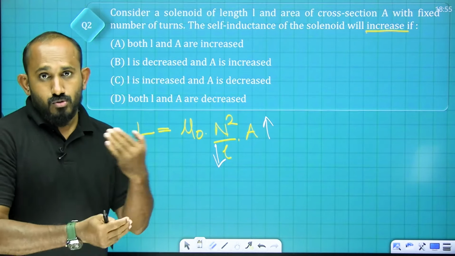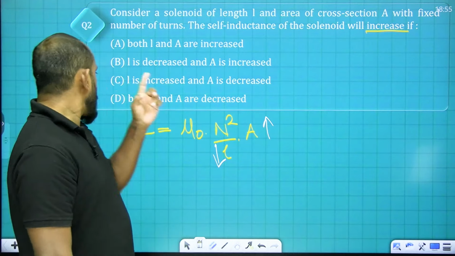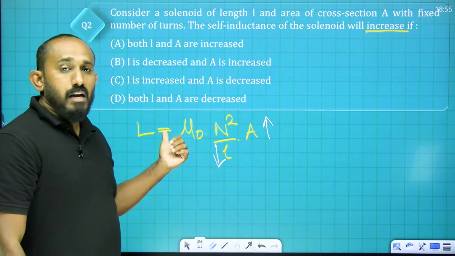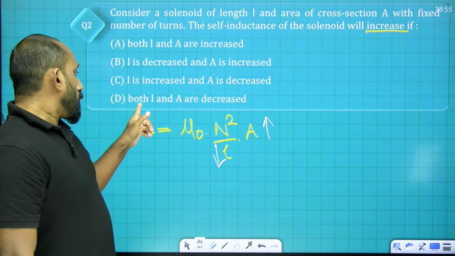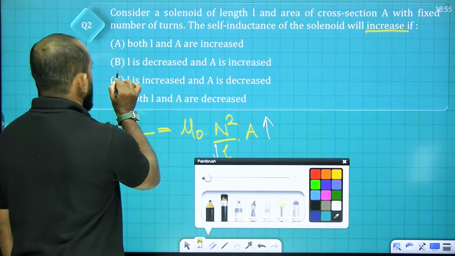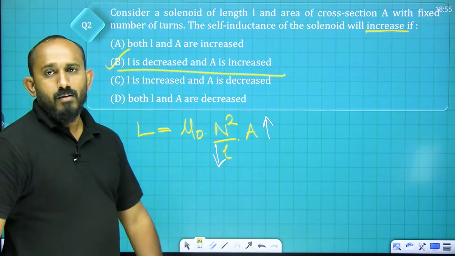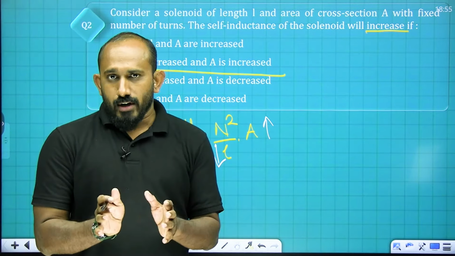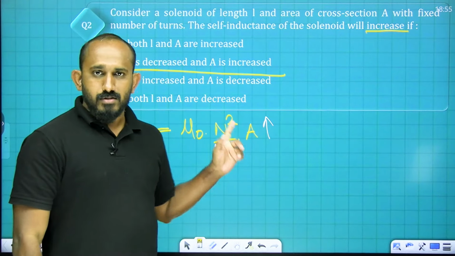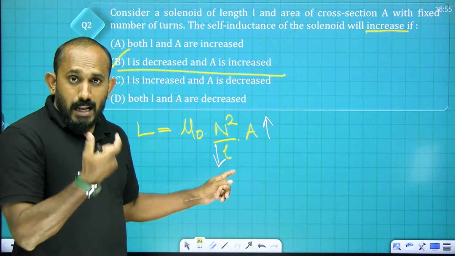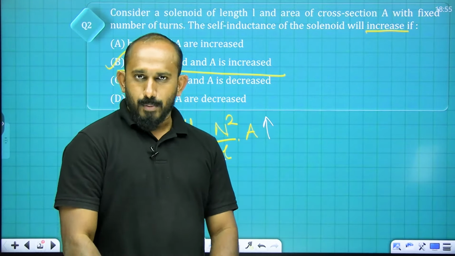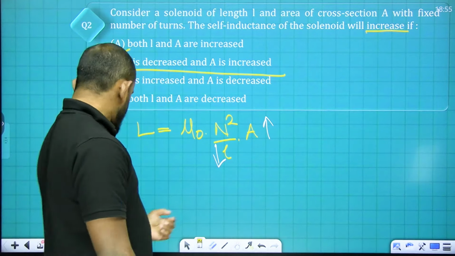Now check the other options too, because sometimes more than one correct answer may be there. C: length is increased and A is decreased. No, if A decreases, L will decrease only. D: both length and area decrease, so that is not it. Only one correct answer is there, that is B. So self-inductance of a long solenoid L is equal to mu 0 N square by l into A. This equation is inversely proportional to length of the solenoid and directly proportional to cross-sectional area. Hope you got it. Let's go for the next question.